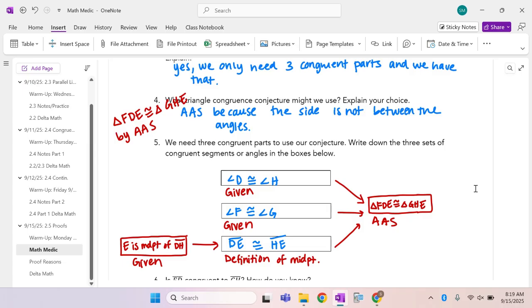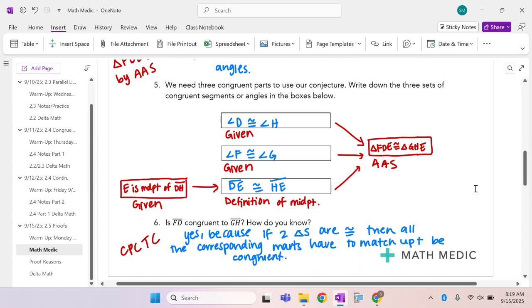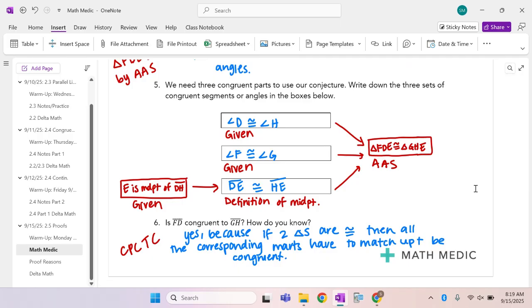All right, so with proofs, we have our statement, which we'll get more into in a minute, and then our reason, which is why that statement makes sense. All right. And then lastly, how do we know that side FD and GH are congruent? Well, we already proved that the triangles are congruent. So obviously, if we have 2 congruent triangles, then those 2 sides, corresponding sides, have to be congruent. So remember last week when we talked about CPCTC? Congruent parts, congruent triangles are congruent.